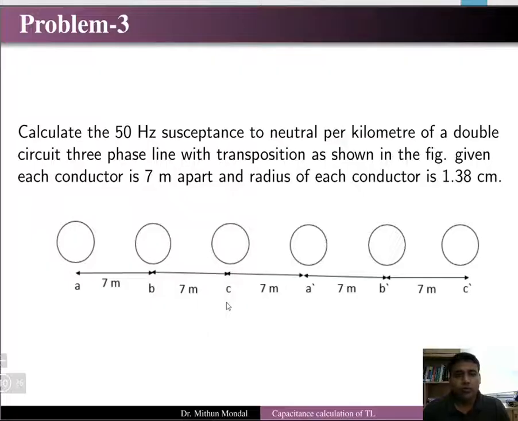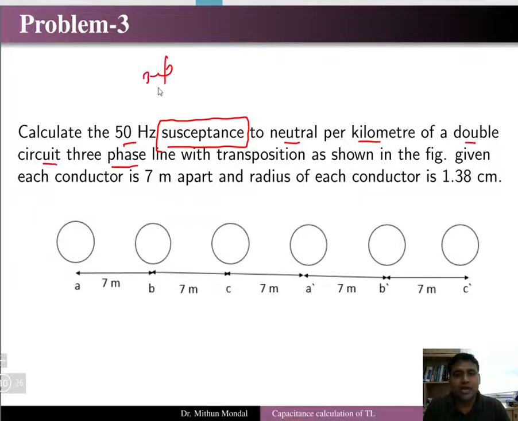So problem number 3, here we have to calculate the 50 hertz susceptance of the line to neutral per kilometer of a double circuit 3-phase line. So the line is 3-phase and it is a double circuit line with transposition. Here it is shown in the figure. Each conductor is 7 meter apart and the radius of the conductor is 1.38 centimeter.